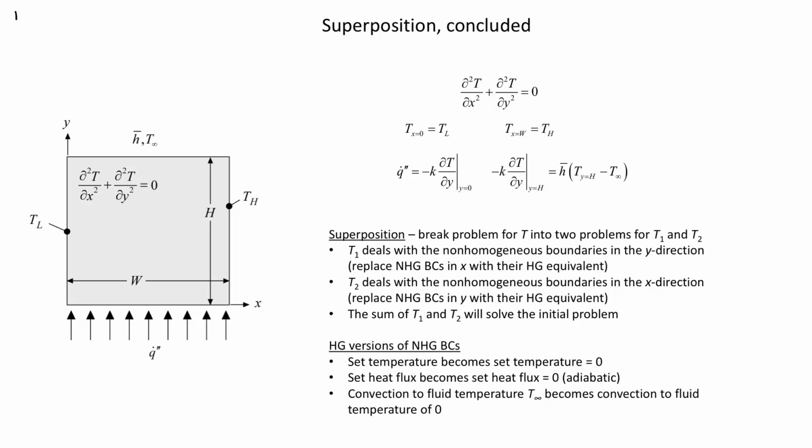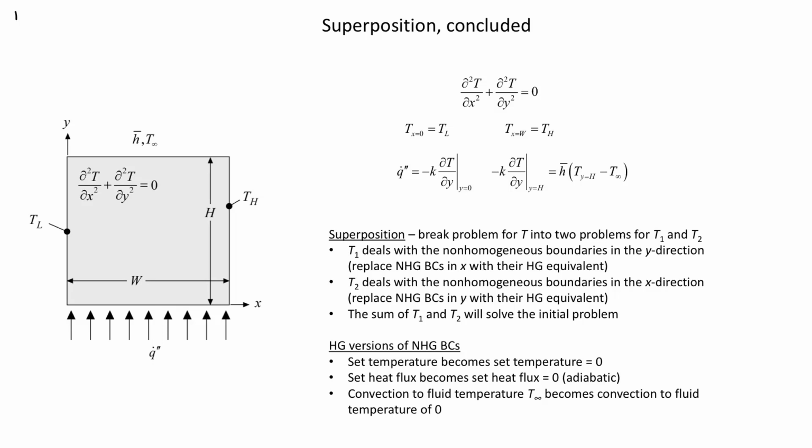So let's look at Q dot first, right? What's the homogeneous version of that boundary condition? If we're saying the dT/dx is equal to something at that boundary, what would the homogeneous version of that be? It'd be where q dot double prime is 0, right? Adiabatic. That's the homogeneous version of that boundary condition. And what's the homogeneous version of the y equals w boundary condition? Well, it would just be convection where T infinity is equal to 0.